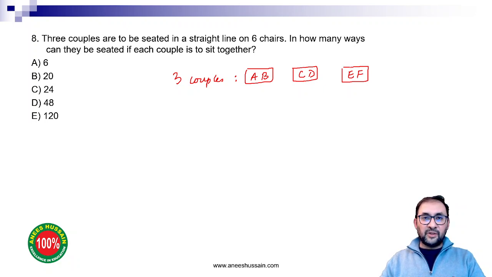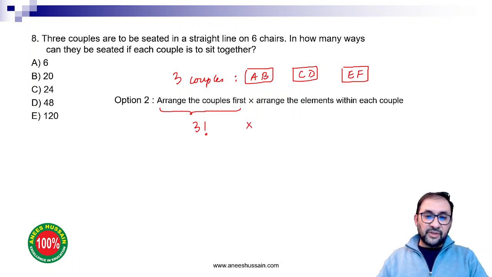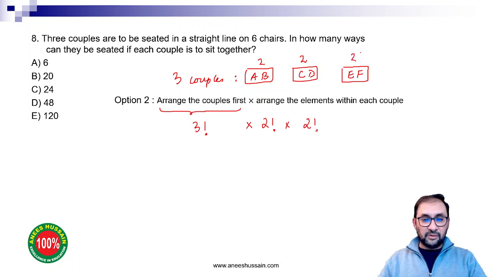So in a question like this, when you want to put certain people together, the first thing to do would be to arrange the couples first. Arrange the couples. So we have a total of 3 couples. So this is going to be 3 factorial. That's the arrangement of the 3 couples. Multiplied by arrange the elements within each couple, or the members of each couple. The first couple has 2 people, so that's going to be 2 factorial. The second couple has 2 people, so 2 factorial. And the third couple also has 2 people, so 2 factorial here as well.